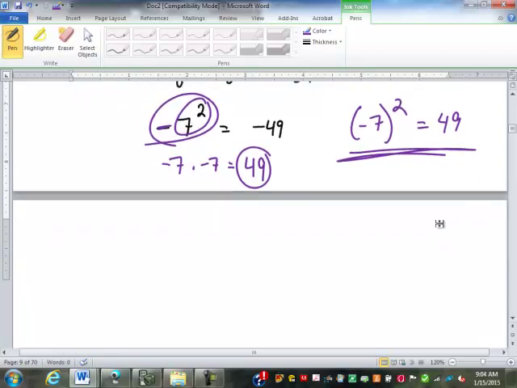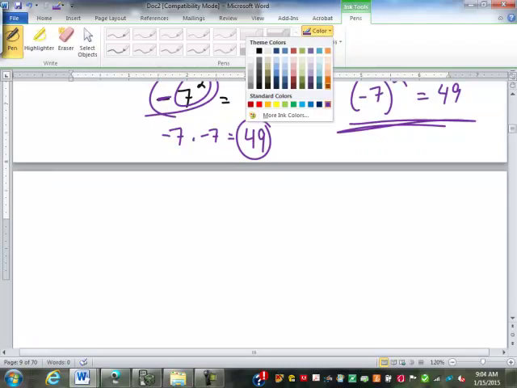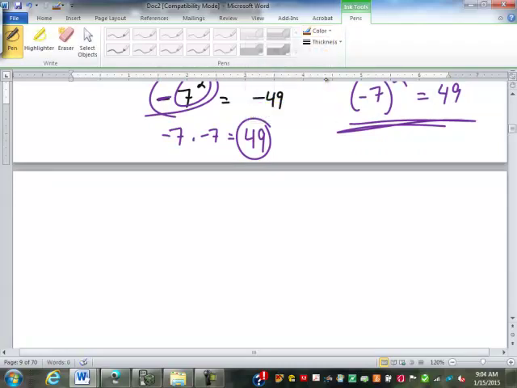Does yours do the same thing? Yep. That's, I'd say, about 2/3 of the calculators out there. You have to make sure it's in parentheses.